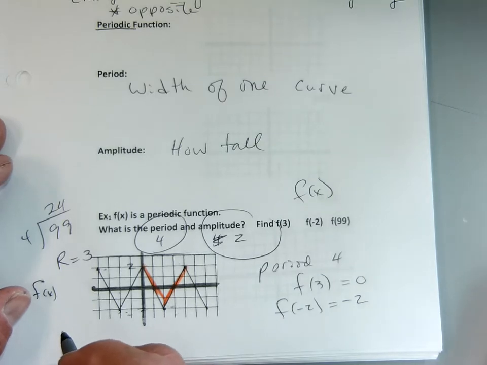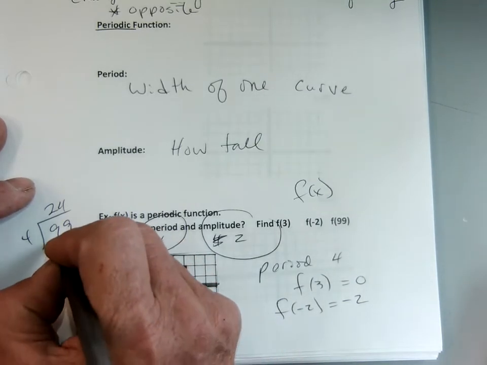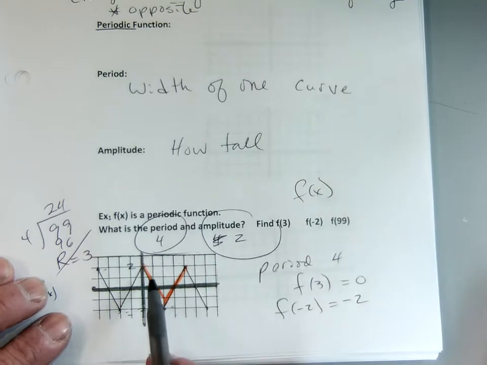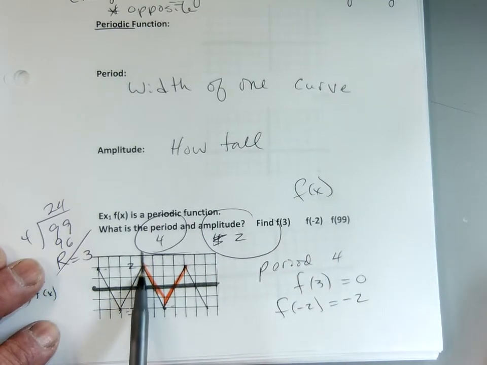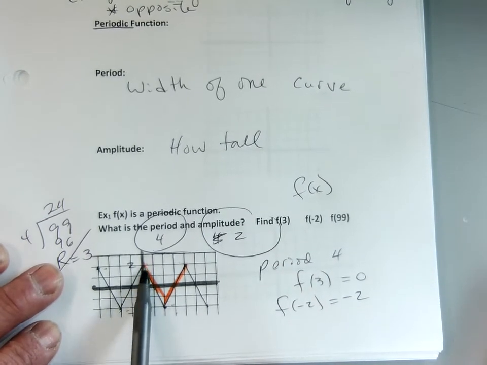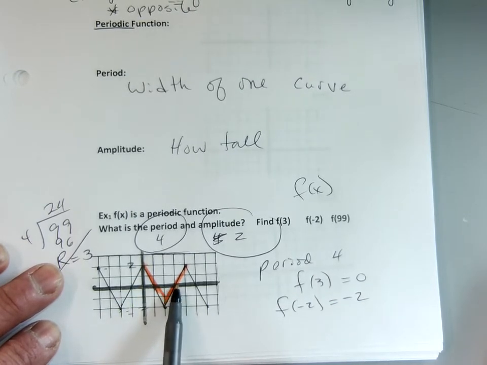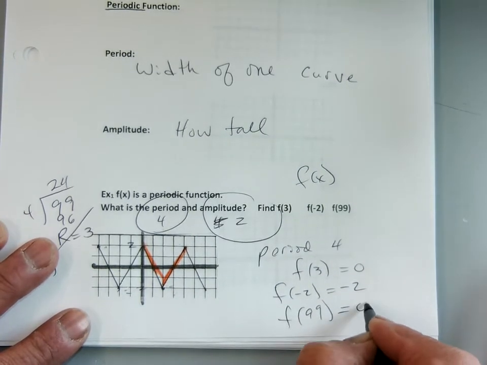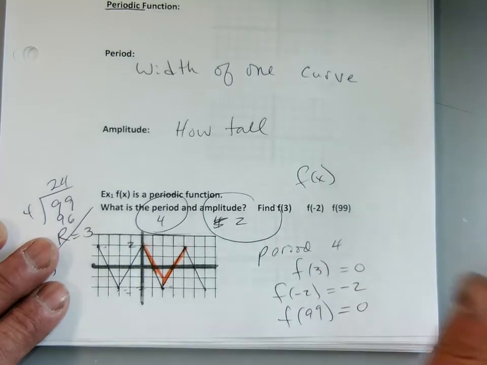Oh, I divided wrong. It's okay, it's all good. 4 times 24 is 96. Remainder 3. There you go. My bad, it's Friday. So that means if you pull the whole thing back, right here is 96. Right here would be 96. That makes sense? 97, 98, 99. It'd be 0. F of 99 is 0. Does that make sense? Pull it all the way back.